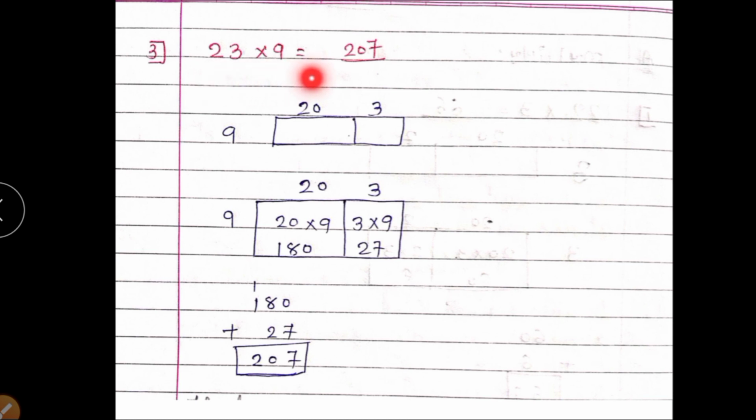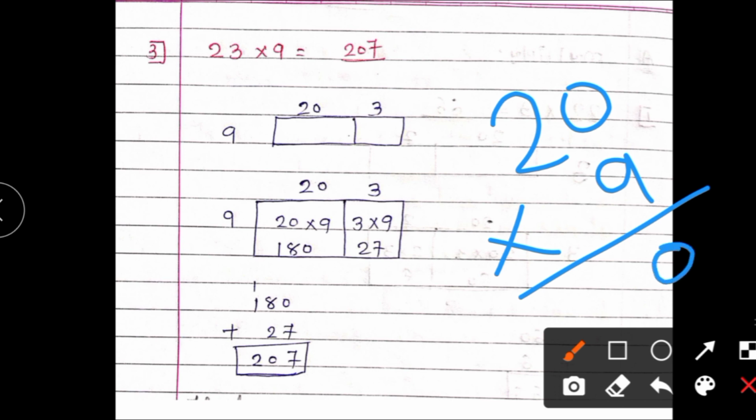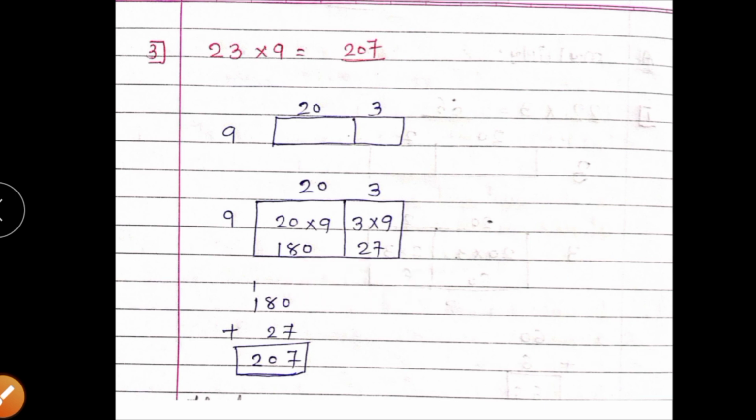23 multiplied by 9. So for 23 we can write 20 and 3 and multiply by 9. So 20 multiplied by 9 and 3 multiplied by 9. 20 multiplied by 9. 0 9s are 0 and 9 2s are 18. 180 plus 27. 0 plus 7 is 7. 8 plus 2 is 10. 0 and carry 1 here. 1 plus 1 is 2. 207.